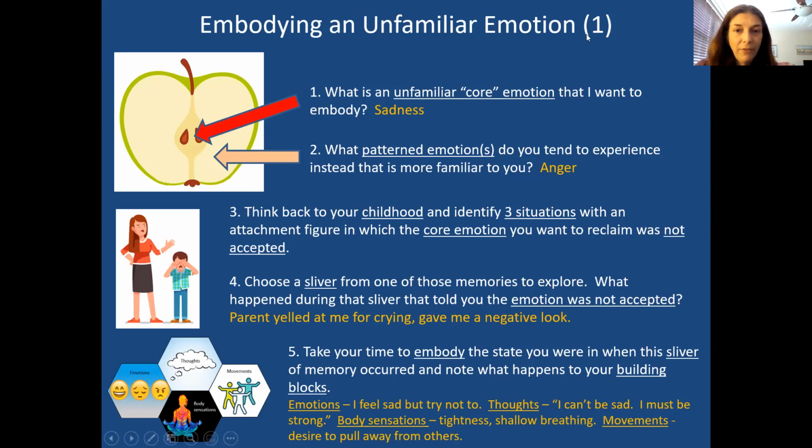So let's say the unfamiliar core emotion that I want to embody is sadness. So maybe I tend to block sadness. So instead of feeling sadness, the pattern emotion that's more acceptable or familiar to me might be anger, right? So when I'm sad about something, I might flip it around and turn angry, okay?